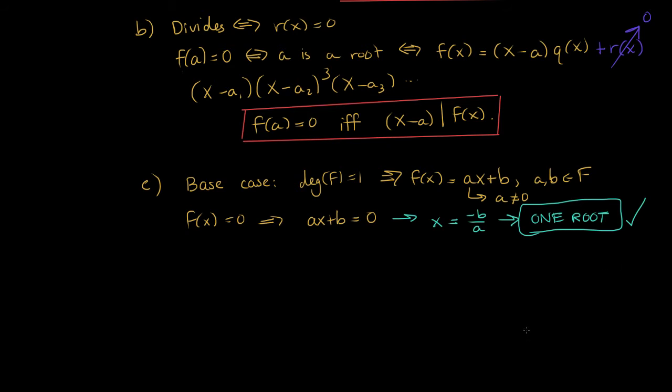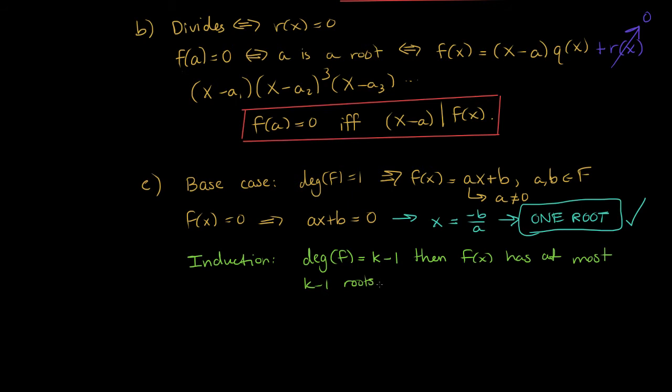Now let's do the inductive part, and I'll switch to a new color. So now we move on to the induction. And our inductive hypothesis is going to be that if f has degree k minus 1, then f of x has at most k minus 1 roots. If we were just starting out, for example, we would have our base case and we could say k equals 2, which is to say we're assuming that the base case is true. Well, it is, of course.